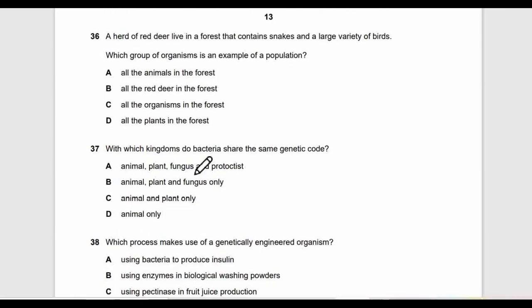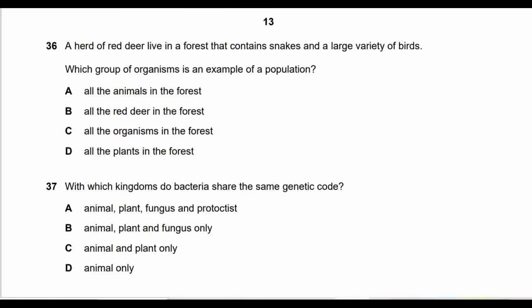Question 36 now. A herd of red deer live in the forest that contains snakes and a large variety of birds. Which group of organisms is an example of a population? All animals is not the population. A population consists of the same type of animal. A red deer in a forest, it will be correct, 36B. All organisms, no. All the plants, no.